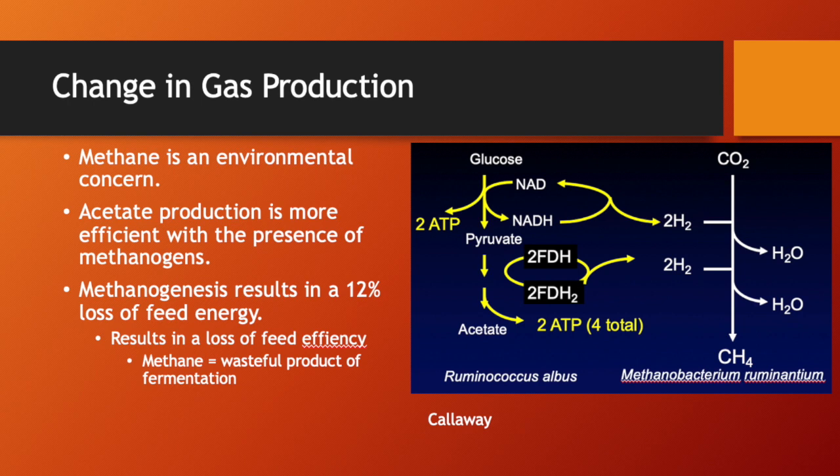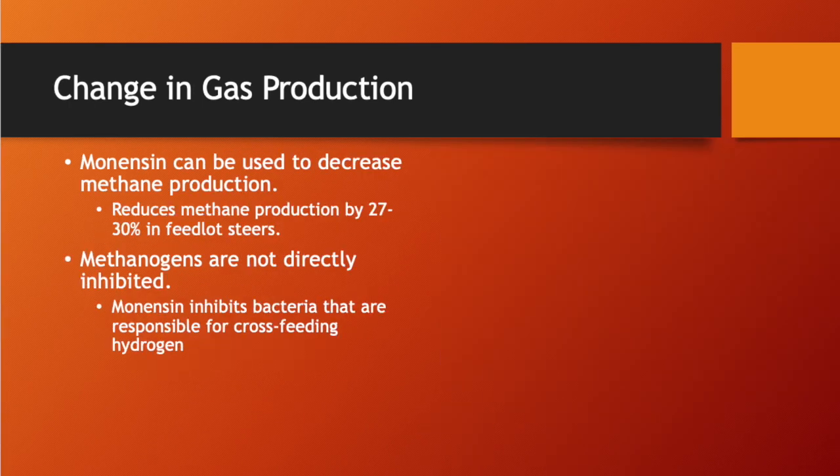Methanogenesis is coupled with acetate production. It makes it more efficient, as we can see in the picture to the right from Dr. Calloway's lecture. We get more ATP from acetate producing bacteria because methanogens provide a reducing sink for hydrogen in acetate production. Methanogenesis results in about a 12% loss of feed energy. This is a loss of feed efficiency as well, because methane is a wasteful product of fermentation.